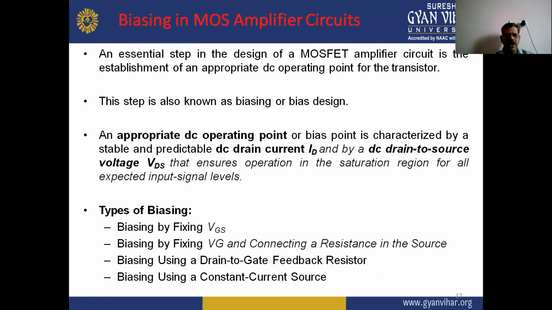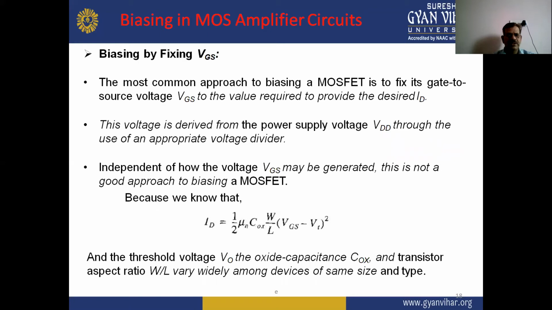So these are the different types of biasing which are generally used in MOSFET amplifier circuits. The first one is biasing by fixing VGS. The most common approach to biasing a MOSFET is to fix its gate-to-source voltage VGS to the value required to provide the desired ID. This voltage is derived from the power supply voltage VDD through the use of an appropriate voltage divider, independent of how the voltage VGS may be generated.